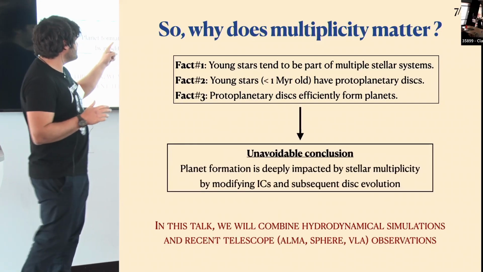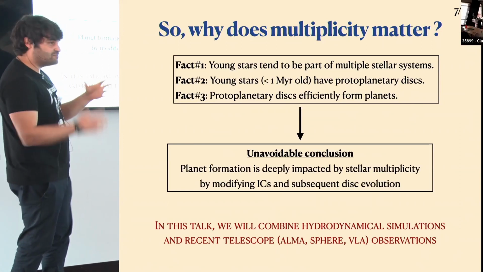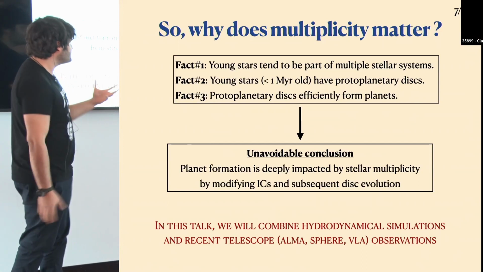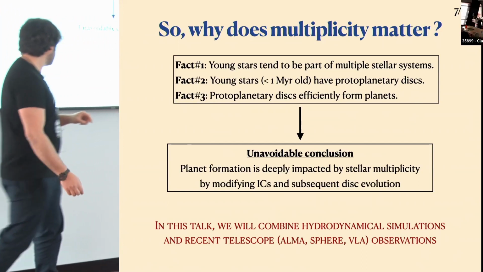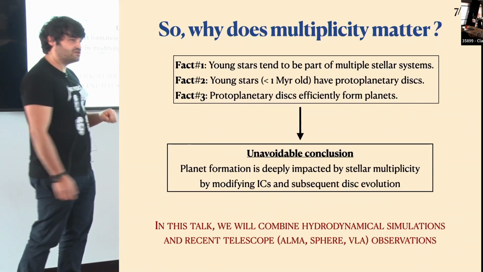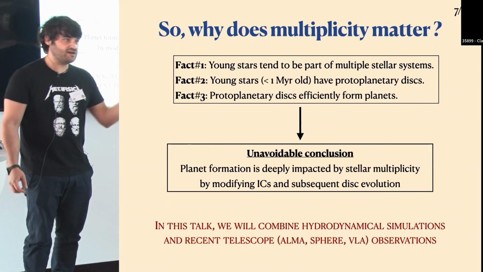The unavoidable conclusion of this is that planet formation is deeply impacted by stellar multiplicity because it modifies the initial conditions that you have at the onset of the disk formation and the subsequent disk evolution. And in the talk, I will combine some hydrodynamical simulations we've been doing on this and some recent telescope observations that there are on these sources.